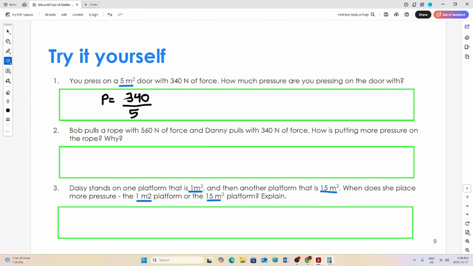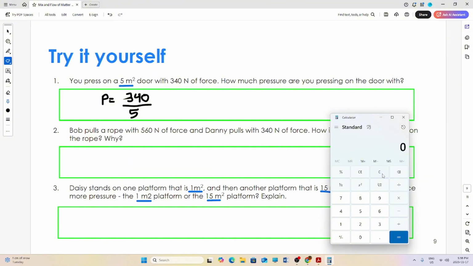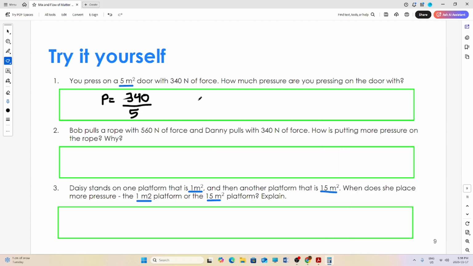Okay, so we get our calculator. 340 divided by 5 gives us a pressure of 68. So we have 68. And our units are newtons per meter squared.